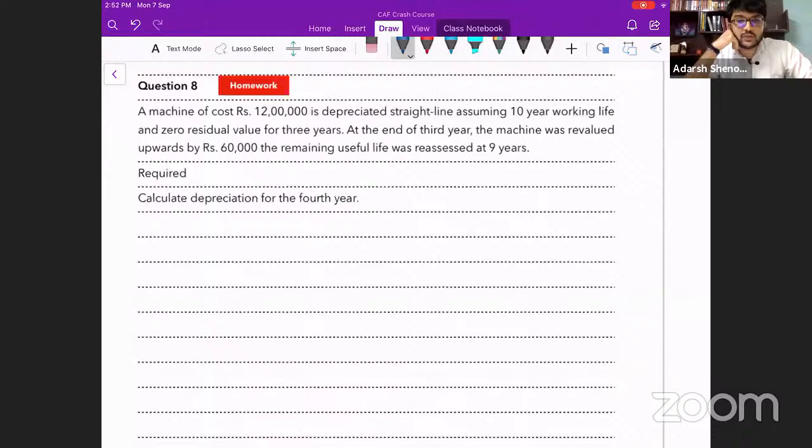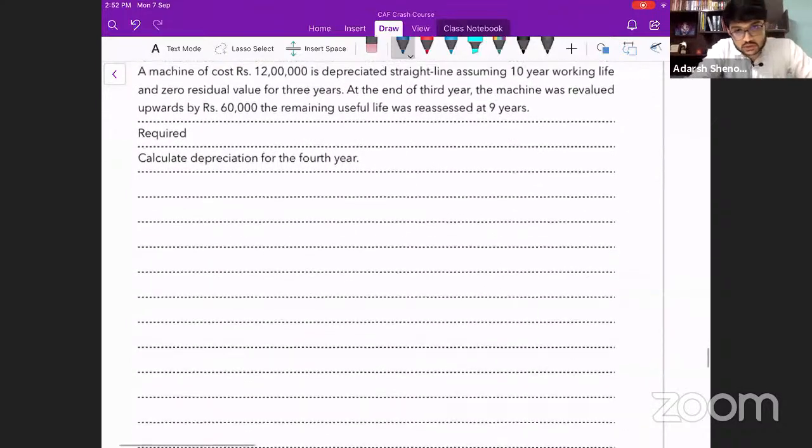before change? That is 12 lakh minus 3,60,000. How much do you get that as? 8,40,000. Very good. 8,40,000 plus how much addition and value? 60,000. 8,40,000 plus 60,000 is 9 lakh. 9 lakh divided by 9 years. So what is the amount of new depreciation? 1 lakh rupees. Have you understood this?